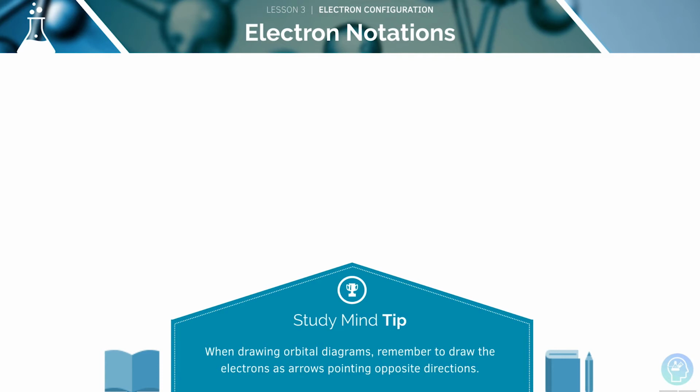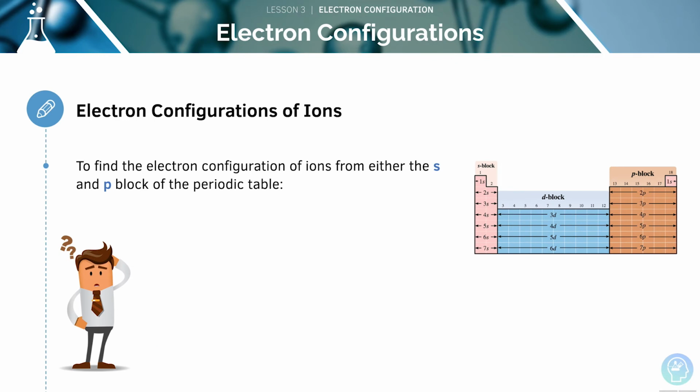One of the most important things to remember about drawing electron diagrams is to draw the electrons as arrows, pointing in opposite directions.